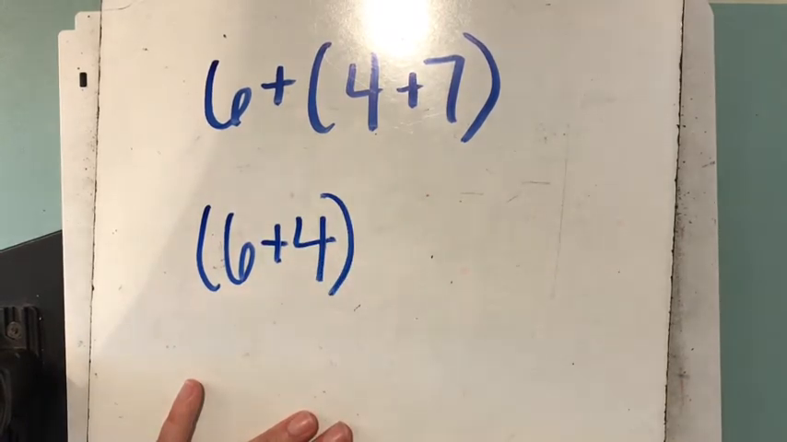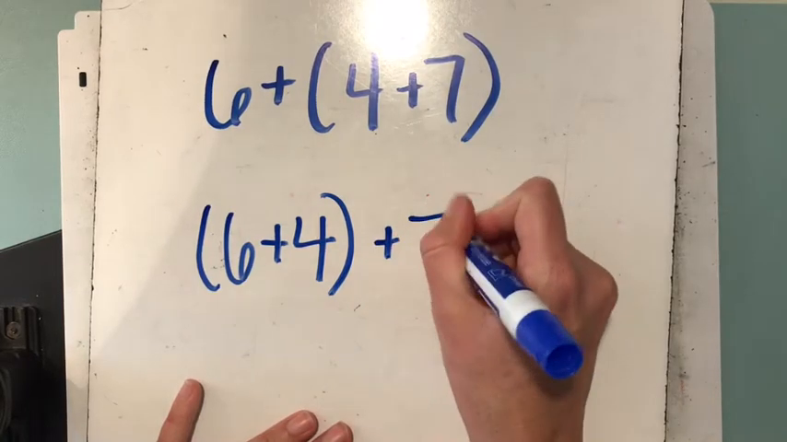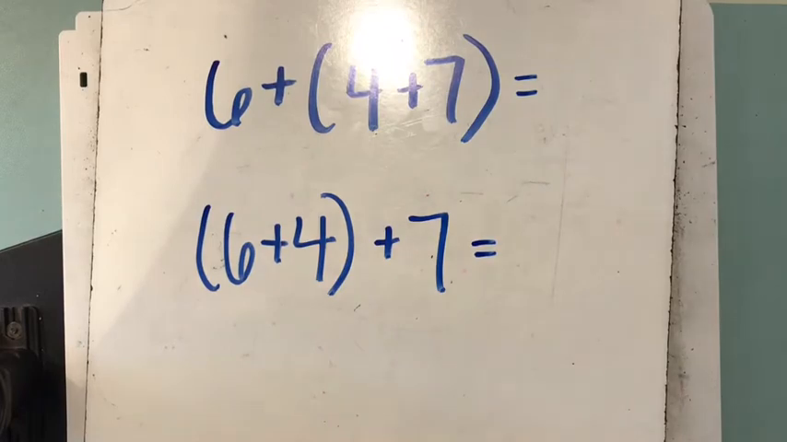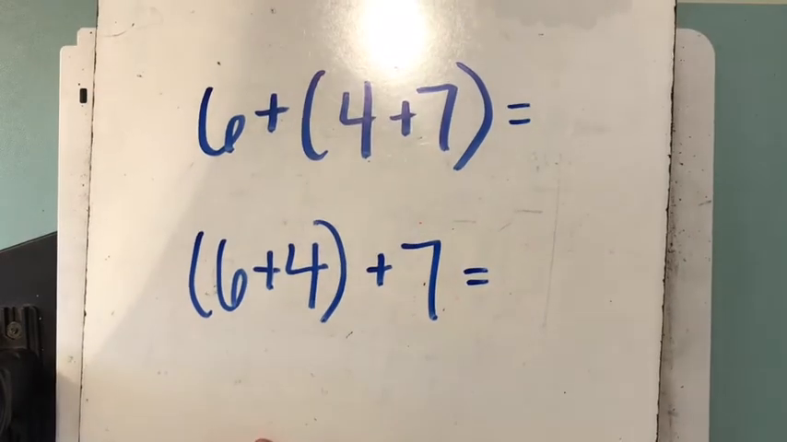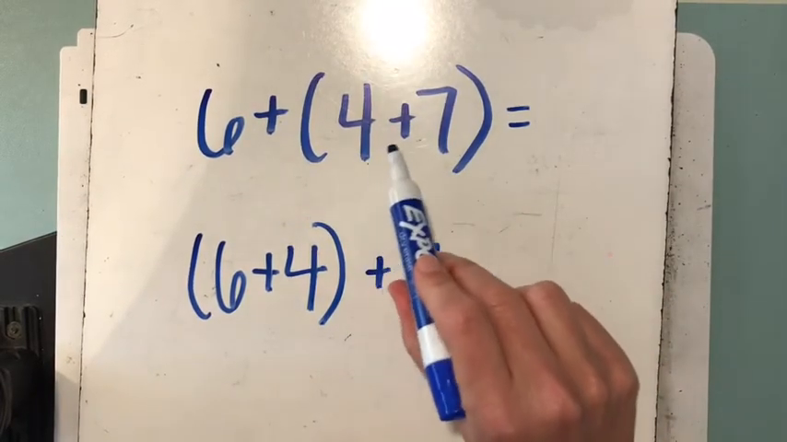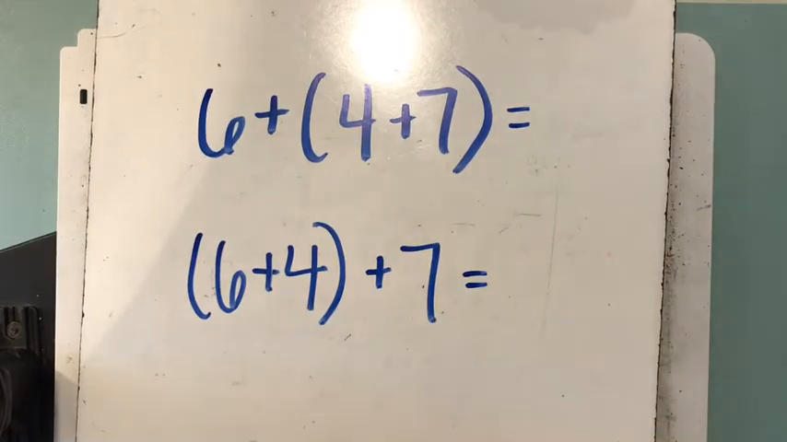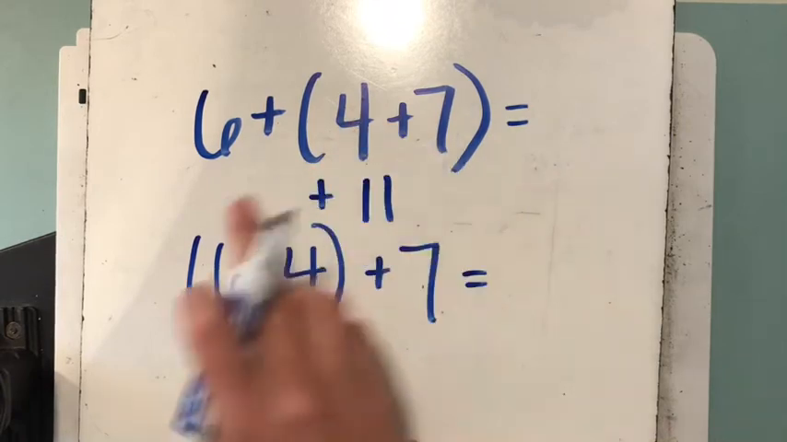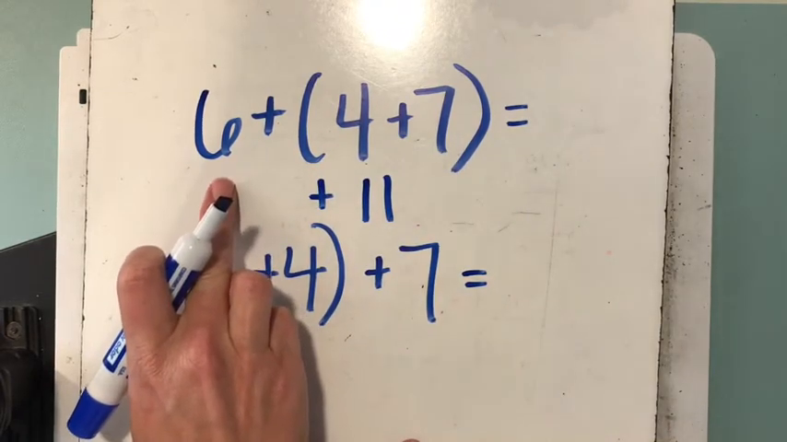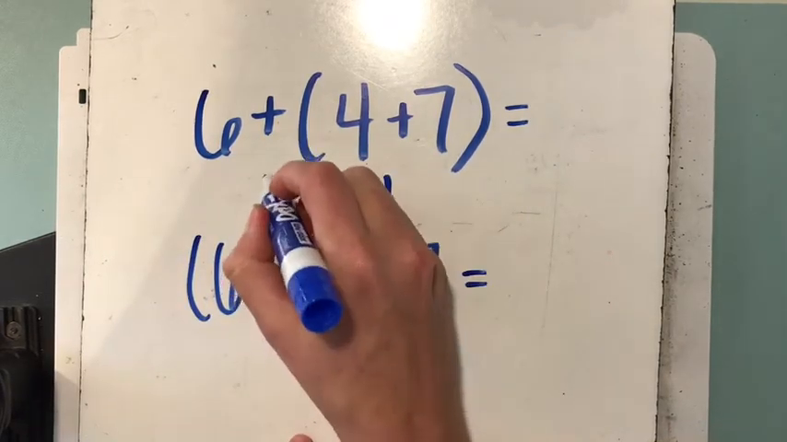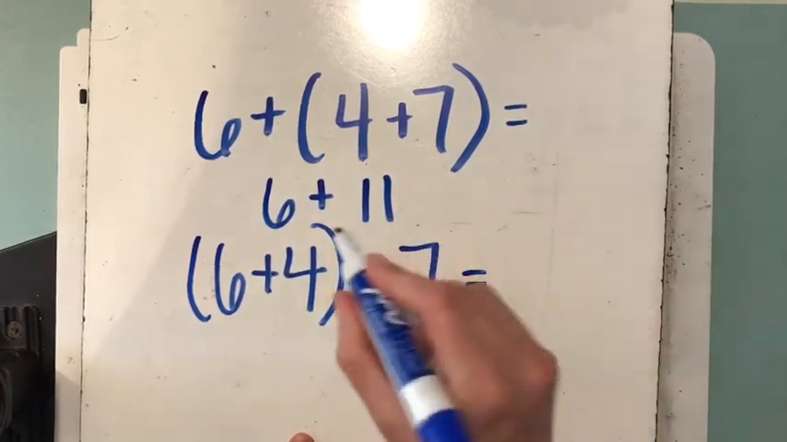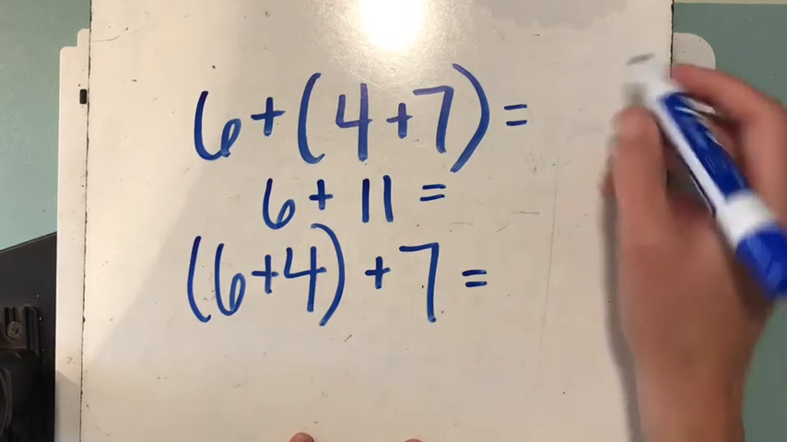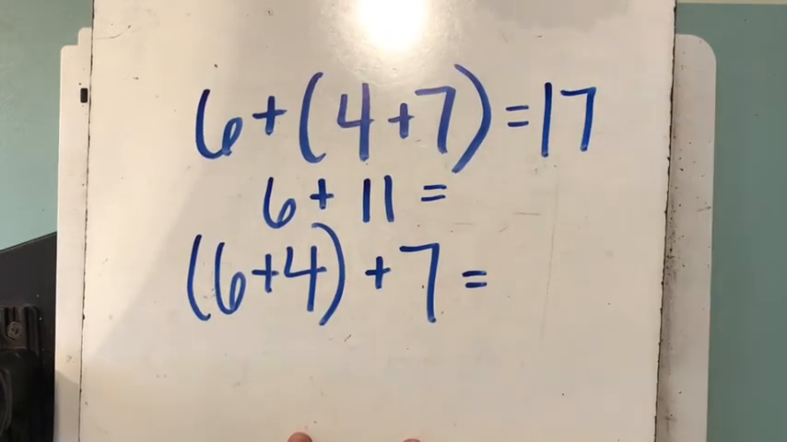6 plus 4, and when I'm done with that, I'm going to add the 7 to it. Let's see if I get it. Remember, we always solve the parentheses first. 4 plus 7. What is 4 plus 7? 11. So I have 11 here. Then I need to add something I haven't added yet, the 6. 6 plus 11 equals 17. So my total is 17.